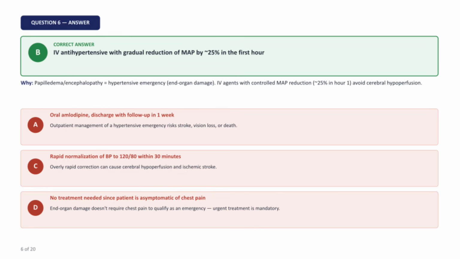Why isn't C correct? Overly rapid correction can cause cerebral hypoperfusion and ischemic stroke. Why isn't D correct? End organ damage doesn't require chest pain to qualify as an emergency. Urgent treatment is mandatory. Next question.